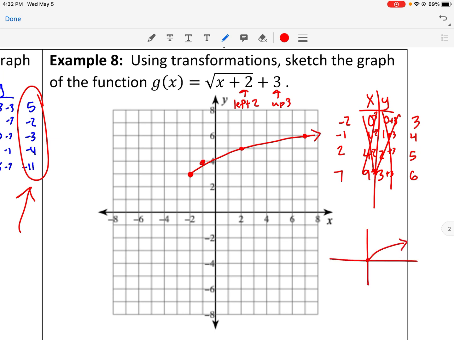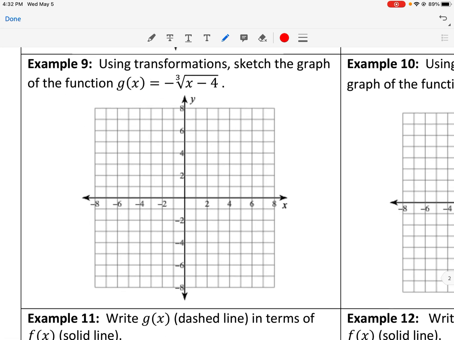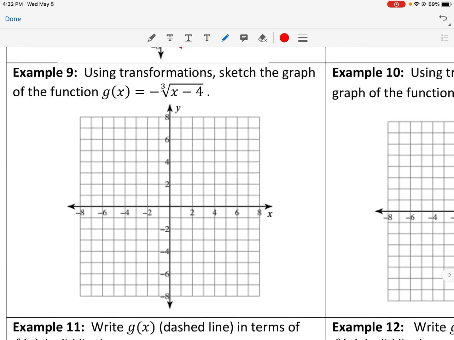My original graph is the same thing. It just starts at the origin. So this one should have moved left 2 and up 3, and it looks like that happened. Okay, next one, we have a reflection. It's a cube root function. Cube root has been reflected and moved to the right 4. So pause the video, sketch a graph, go from there.